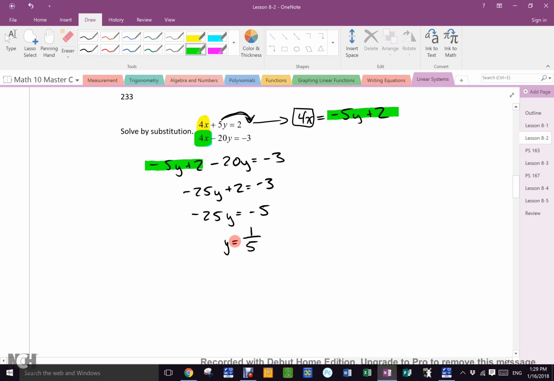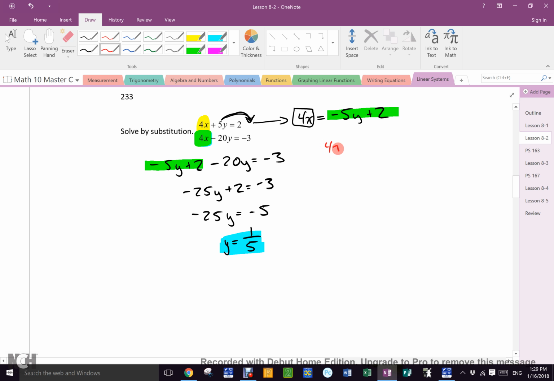Now, what do I have there? I have what y equals, correct? Everyone agree? Okay. Well, how am I going to find what x is? Where can I put that answer? Anywhere I see a y. Anywhere. Could I put it in here? Could I put it in here? Could I put it in here? Would it matter? No. Which one do you want to use? You want to use this one? Okay, let's do that one.